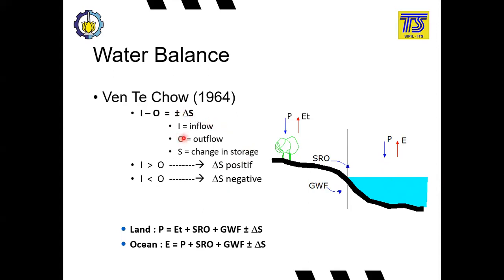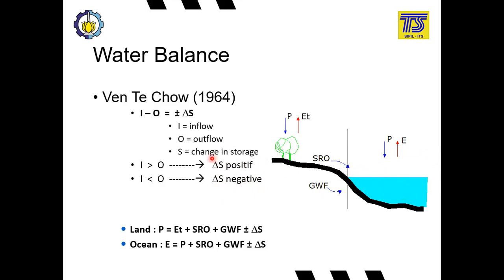So if the inflow is bigger than the outflow, the change in storage is positive. So we can see the water level here is increasing because the change in storage is positive. But if the inflow is smaller than the outflow, we will have the change in storage which is negative. So negative change in storage means that we have decreasing water level here in the storage. So at first, the blue one is here. Maybe after delta S negative, we have a little bit down here.